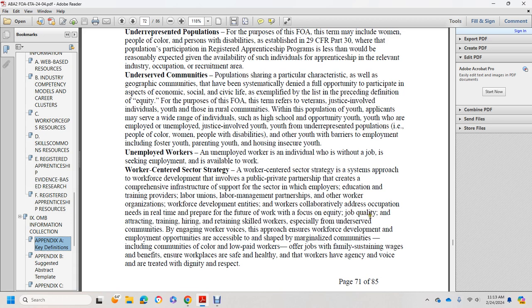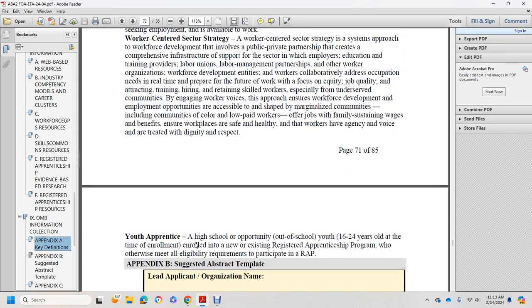It focuses on equity and job quality, with the attraction, training, hiring, and retaining of skilled workers, especially from underserved communities, by engaging worker voice. The approach ensures workforce development and employment opportunities shape marginalized communities, including communities of color and low-paid workers, by offering jobs with family-sustaining wages and benefits, ensuring workplaces are safe and healthy, and that workers have agency and voice and are treated with dignity and respect.